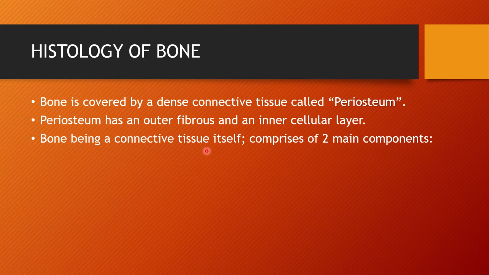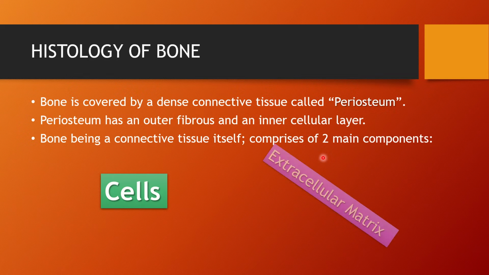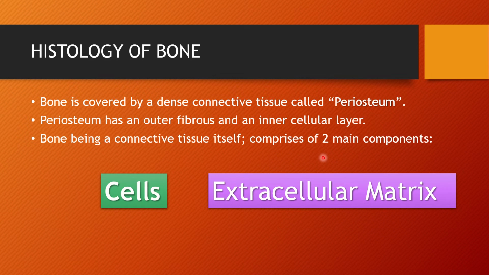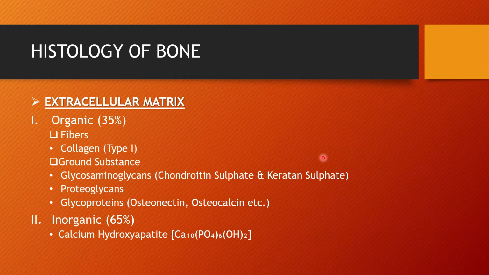The bone, being a connective tissue itself, is comprised of two main components. These are the cells and the extracellular matrix. First we will discuss the extracellular matrix.